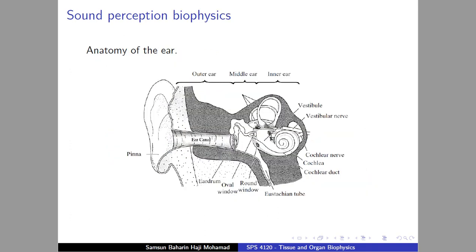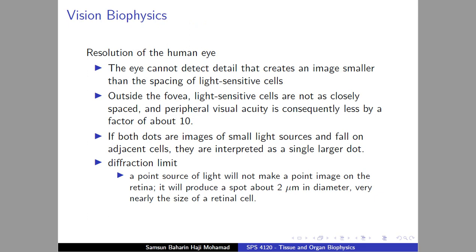Okay, so I think we can stop here for the vision biophysics.